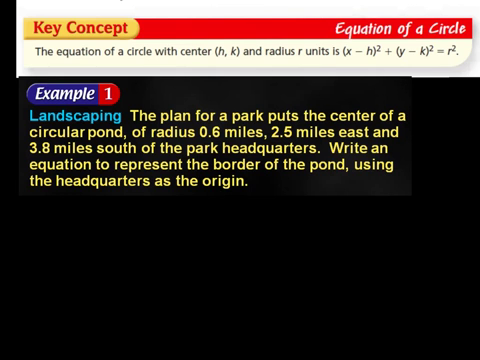The plan for a park puts the center of a circular pond of radius 0.6 miles, 2.5 miles east, and 3.8 miles south of the park headquarters. Write an equation to represent the border of the pond using the headquarters as the origin.